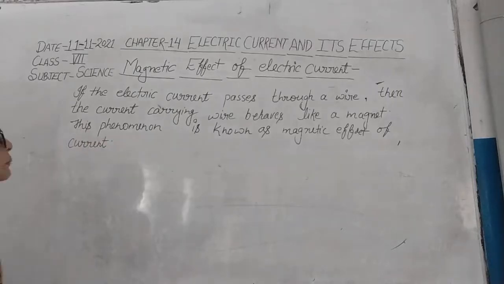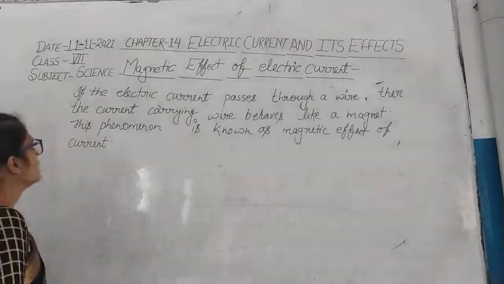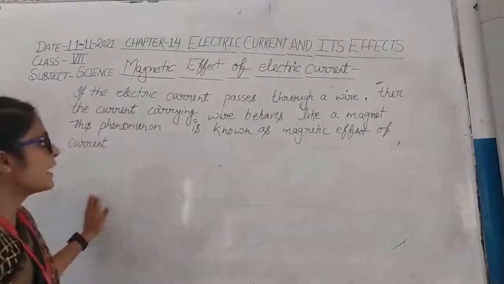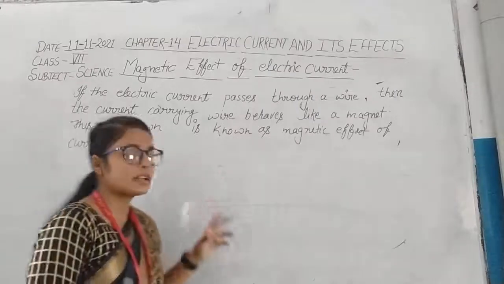Okay, magnetic effect of the electric current. If the electric current is passed through a wire, then the current carrying wire behaves like a magnet.